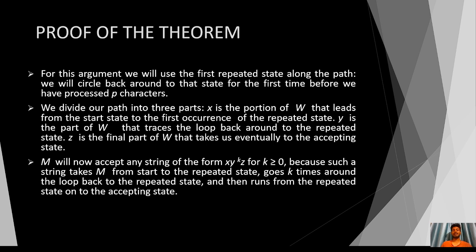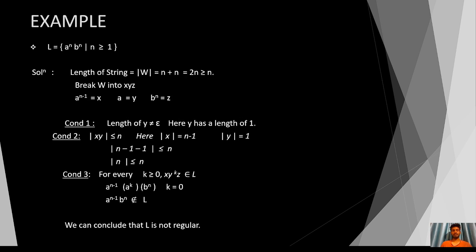M will now accept any string of the form x y to the power of k z for k greater than or equal to 0, because such a string takes M from the start to the repeated state, goes k times around the loop back to the repeated state, and then runs from the repeated state on to the accepting state.